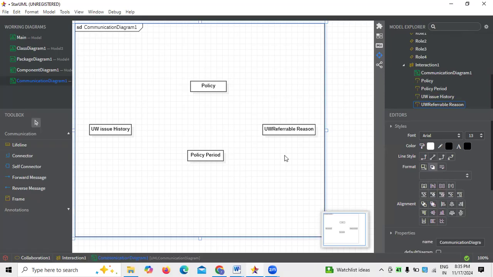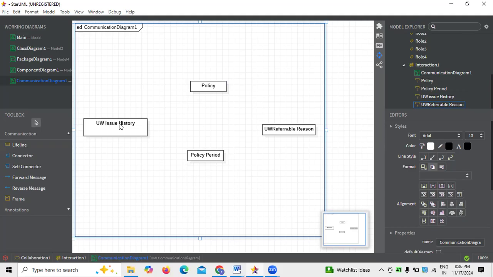Okay, we must be knowing about the policy. We must be knowing what are the different issues we have, right? So, for example, issue history, right? When you're talking about issue history, let's say, for example, we have a key, right? So issue history key is there, right? So issue history key can be created, because for example, in this issue history we are creating some issue keys or something. Next, when it comes to the underwriting referral reasons and everything.